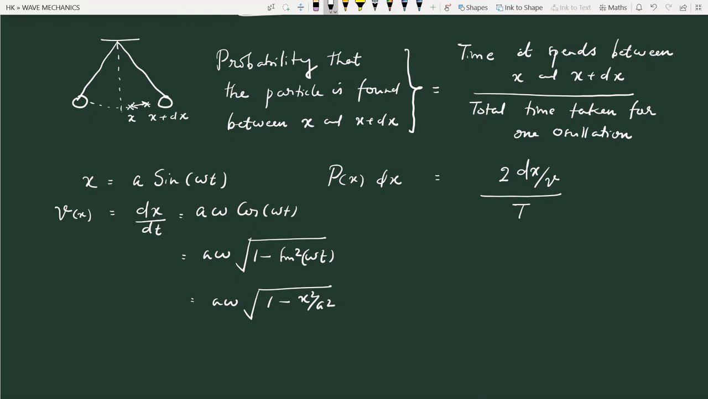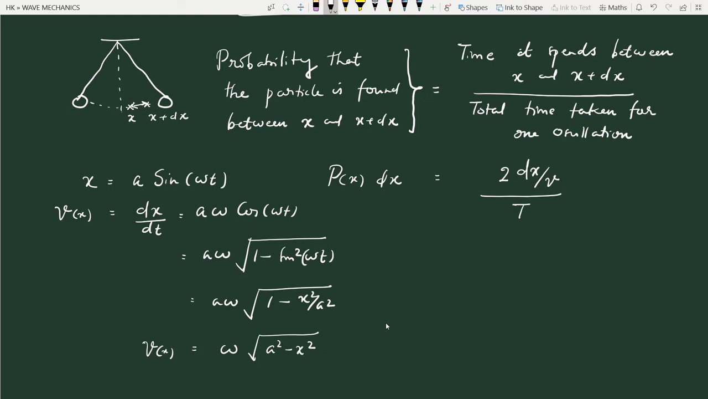Take the LCM inside the square root. So you have root of a square minus x square divided by a square. Take the denominator a square outside, so you have 1 by a outside, and this 1 by a cancels with the a outside. So velocity at the point x, velocity varies with x, is omega times root of a square minus x square. This is the expression for the velocity of a classical oscillator.